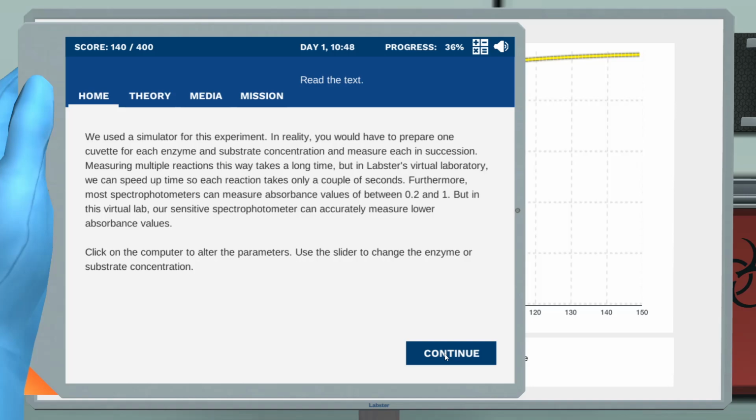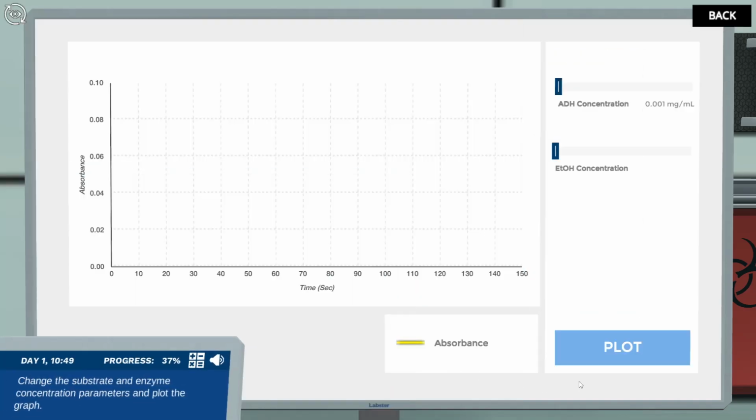Click on the computer to alter the parameters. Use the slider to change the enzyme or substrate concentration. Change the substrate and enzyme concentration parameters and plot the graph.